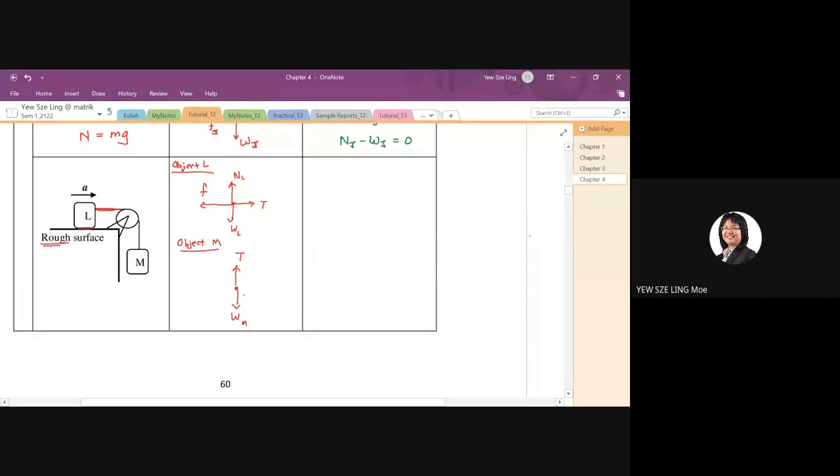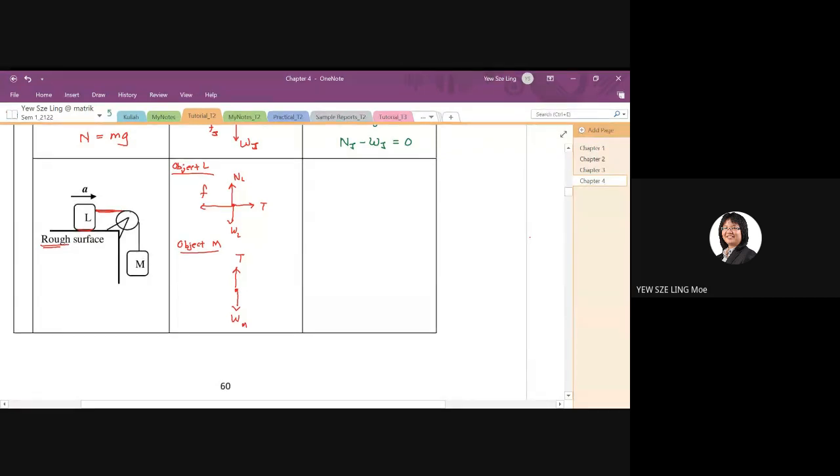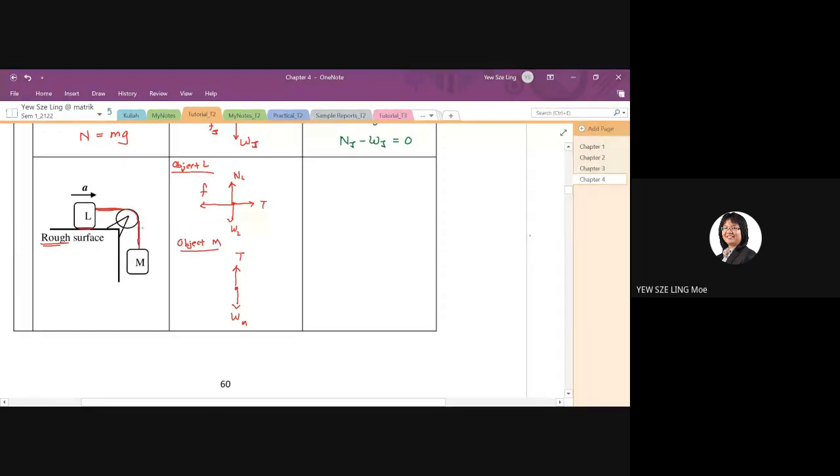And for object M, W is being hung by a string, and this string is the same as the string that pulls object L just now. So basically you have just one string in the diagram, therefore you use the same tension. This T is the thing that joins both of them together. And then a WM going downwards. There's no normal force because it's not in contact with any other object, right?